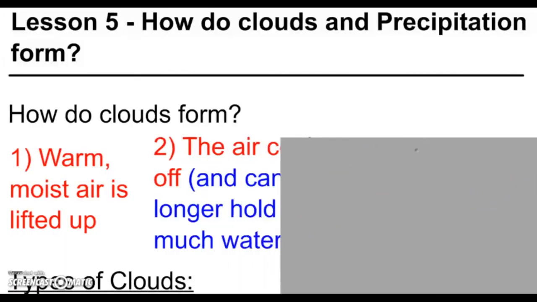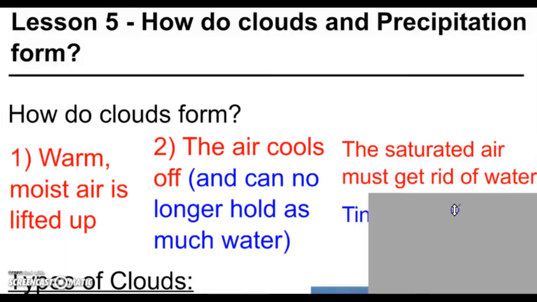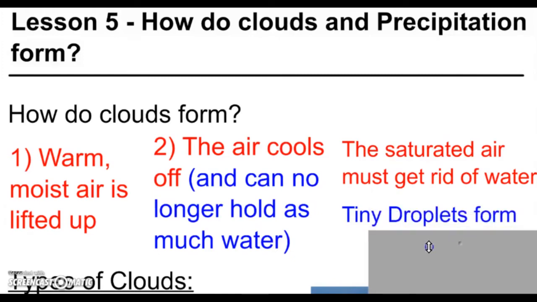Finally, step three. Step three, the saturated air must get rid of water. And it does this by forming little tiny droplets. This is what makes a cloud. Tiny droplets make a cloud.